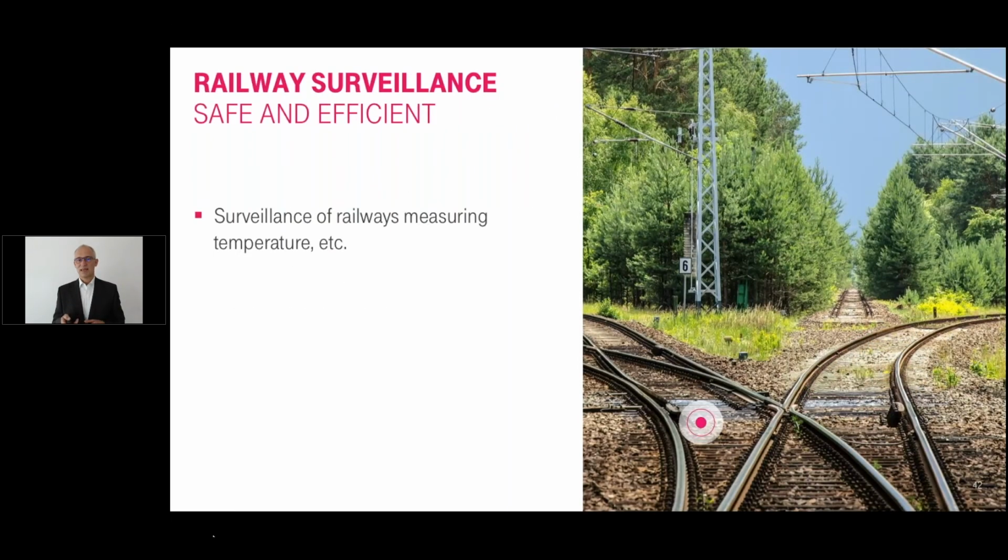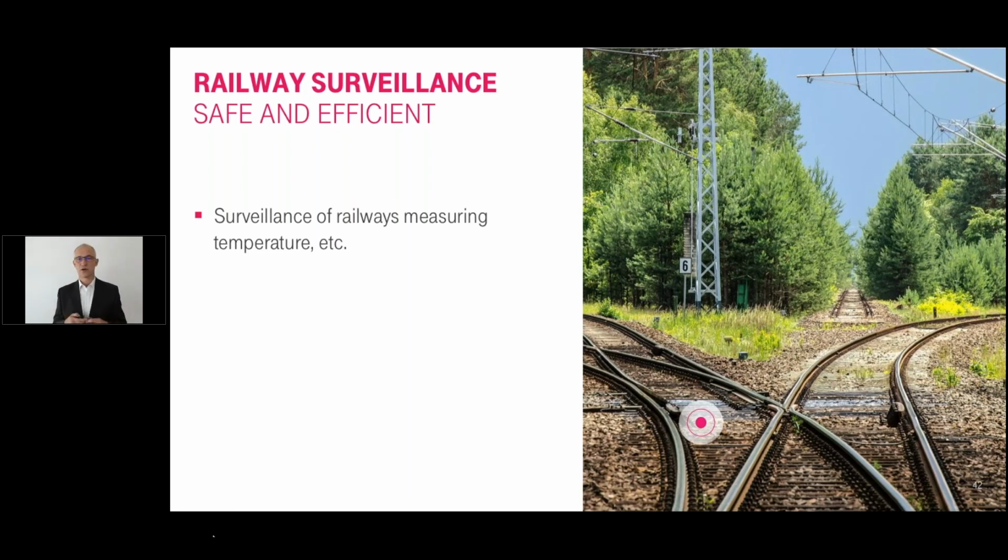Next one is railway surveillance. We do that together with a company from the Netherlands. Now, what is it about? We measure the temperature of the railway. That's important because trains can only go on the railways if the temperature is in a certain range. If it's too hot or too cold, trains either are not allowed to go or they have to go at a lower speed. This can be measured with a sensor equipped with NarrowBand IoT.